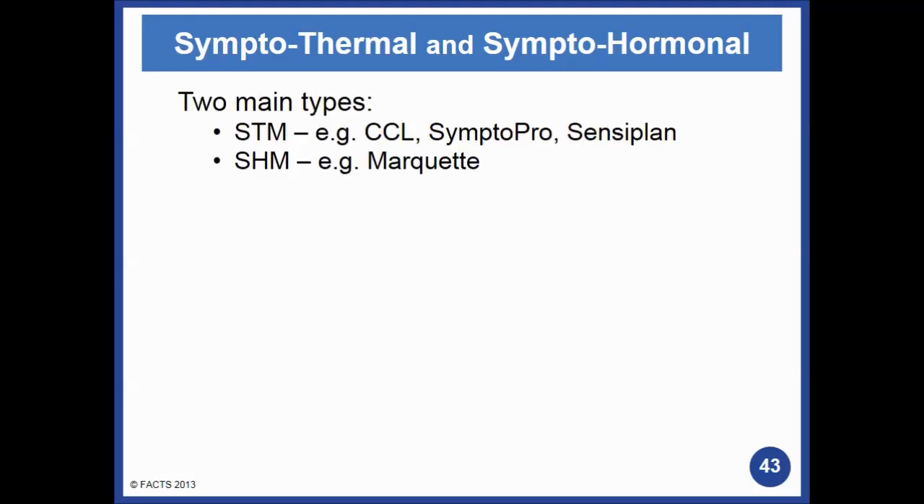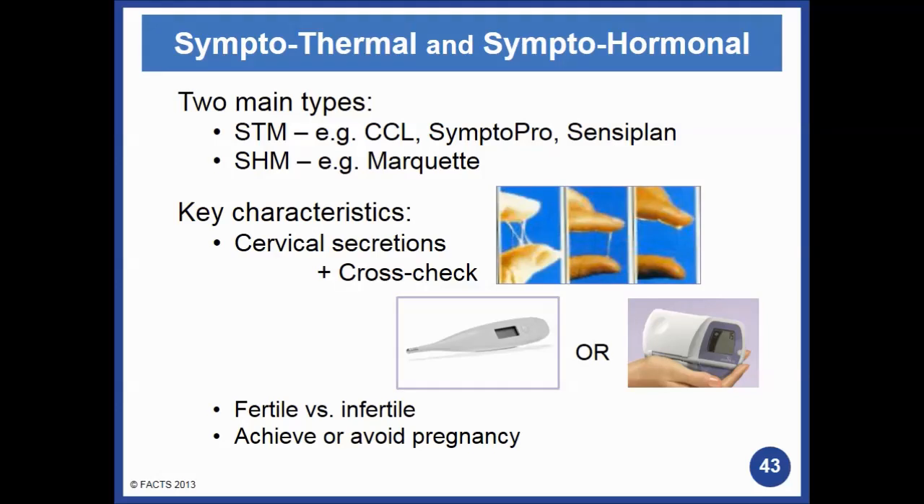Moving on to the next category, symptothermal and symptohormonal methods. These use a cross-check along with the cervical mucus method. The symptothermal methods most commonly available in the United States are SymptoPro, Couple to Couple League, as well as Sensiplan. Symptohormonal is Marquette model. So as I said, cervical secretions are also observed as well as a cross-check, either temperature or a fertility monitor that looks at hormone metabolites in the urine, and can be also used as a means to achieve or avoid pregnancy. These help couples understand the opening of the fertile window as well as the closing of the fertile window.